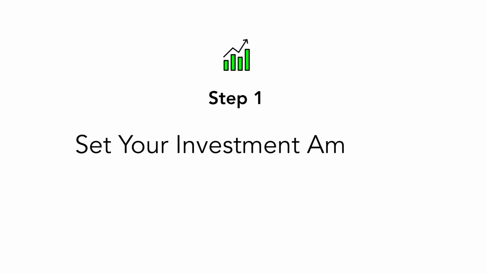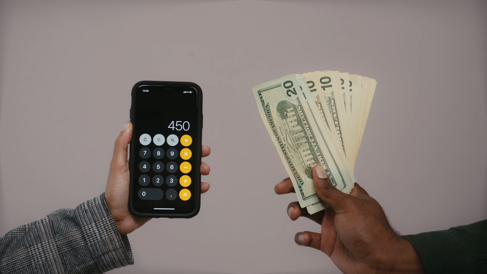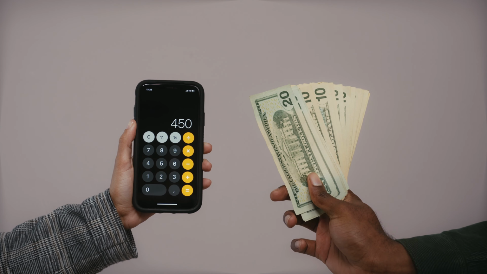So here are the steps to set up a dollar cost average strategy. Step 1, set your investment amount. Determine the amount of money you are comfortable investing on a regular basis. This could be a weekly, monthly, or quarterly amount that fits within your budget. So for example, you may want to invest $200 on the 1st of every month.